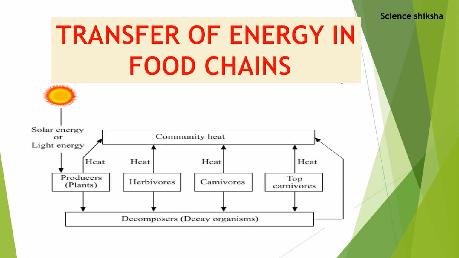Some of the energy from producers and consumers is also utilized for the life processes of microorganisms called decomposers. The decomposers in turn release the unutilized energy as heat into the environment. So, the energy which remains unutilized by producers, consumers, and decomposers is lost into the environment as heat, and it is called community heat.